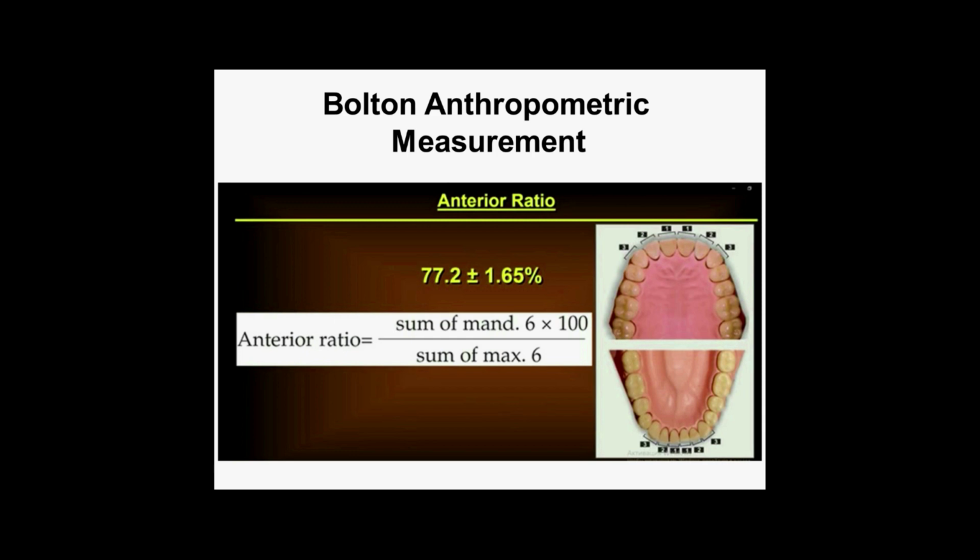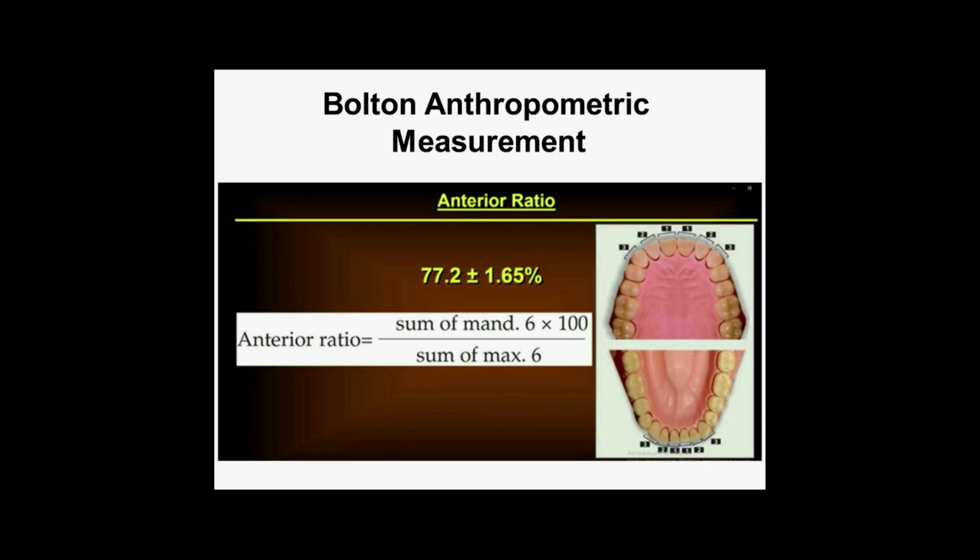In the same way, the ratio of the mesodistal dimensions of the front teeth from the canine on one side to the canine on the opposite side is determined. In doing so, an anterior ratio is obtained. The normal value is 77.2%.